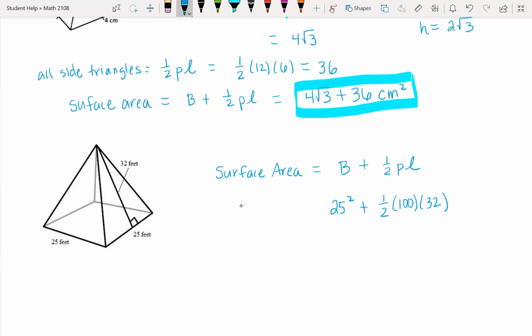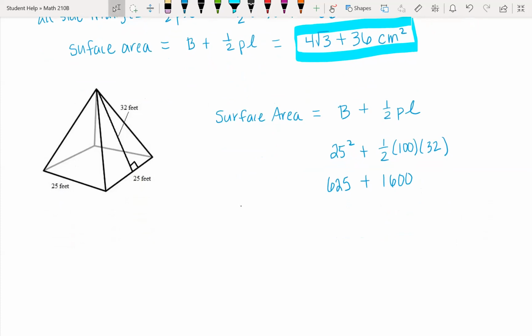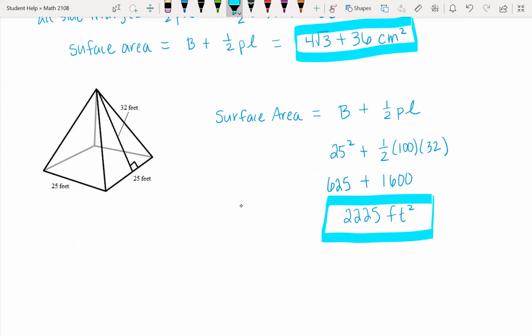So grab my calculator. 25 squared is 625. And then I've got 50 times 32, which is 1600. And so my total is 2,225, in this case, square feet. That's our surface area for this square pyramid. Okay.